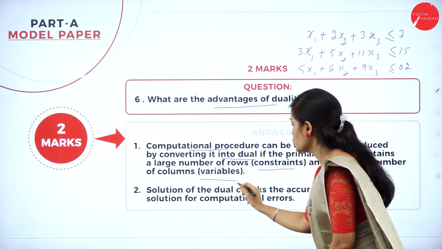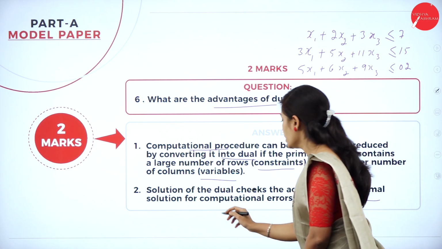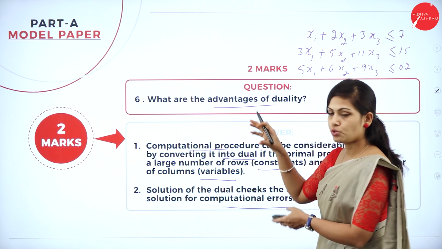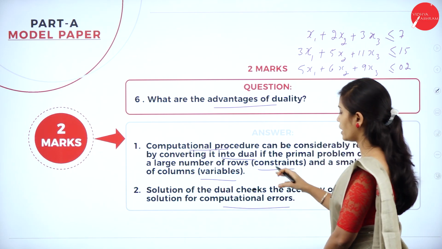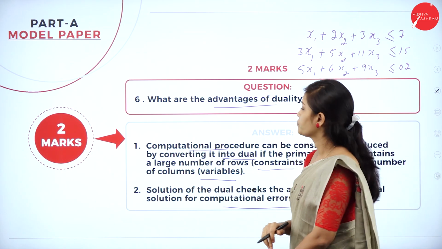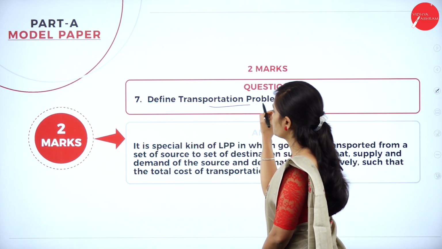And the solution of the dual checks the accuracy of the primal solution for computational errors. So here, with the help of duality, we can reduce the equation and it can check the computational errors. These are the duality advantages. And the next one is, define transportation problem.